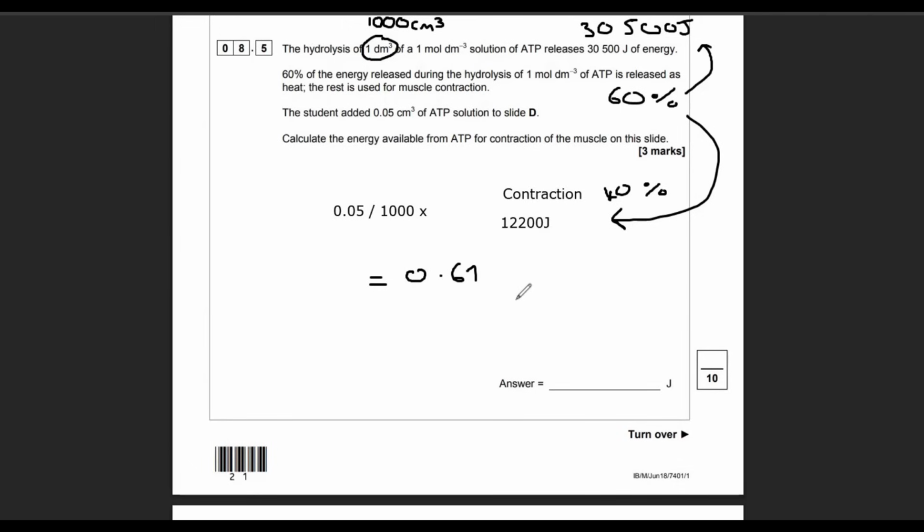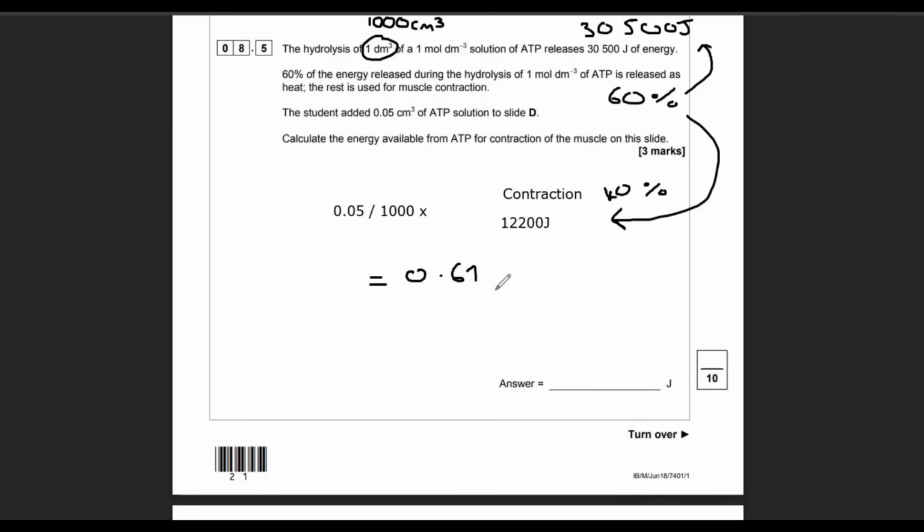So there's a number of different ways to do this. We could have left that as 30,500, and we could have done 30,500 times 0.05 divided by 1,000, and you get something like 1.525. And then you can times that by 40% and get 0.61. So that's another way to do it, but you're going to end up with this 0.61.